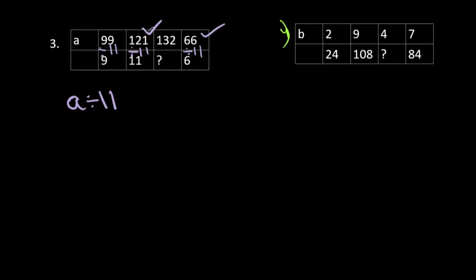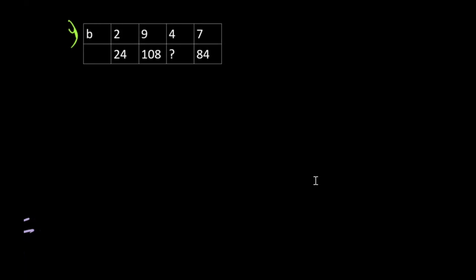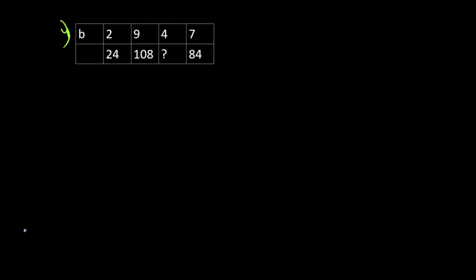Now let's do 132 divided by 11 to find our answer. 11 goes into 13 once, and then we'll have 22 left. 11 goes into 22 twice with no remainder. So that means our answer is 12 for this question mark. Alright, now let's do the fourth question. The fourth question is a multiplication expression because the top number is less than the bottom number.